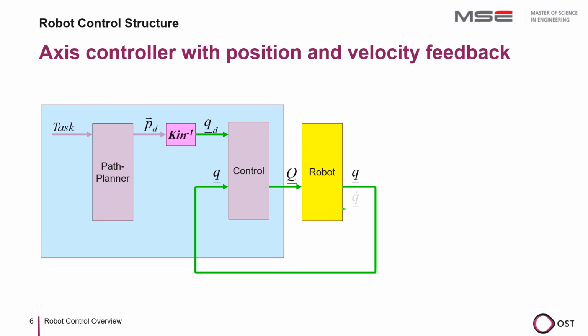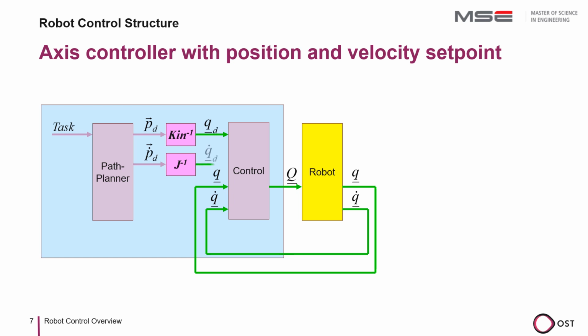Sometimes a velocity measurement system, such as a tachometer, is also used to improve control. In these cases, it is useful for the path planner to calculate the Cartesian velocity in addition to the position set point, which is then converted to velocities in generalized robot coordinates by multiplication with the inverse Jacobian matrix.